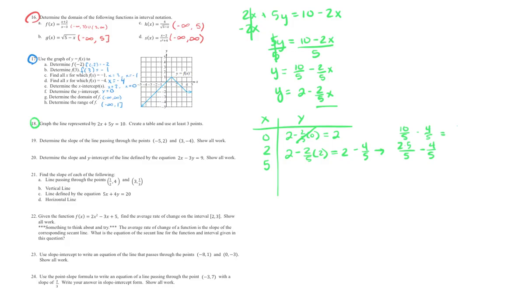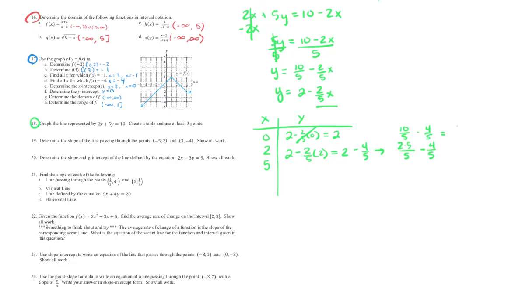And then we have 5, which will be 2 minus 2/5 times 5. So these two will cancel out, and I'll get 2 minus 2, which will equal 0. So now let's graph this. I'm going to use the quadrant that's in the positive x and y, just because we get positive numbers when we do this graph.